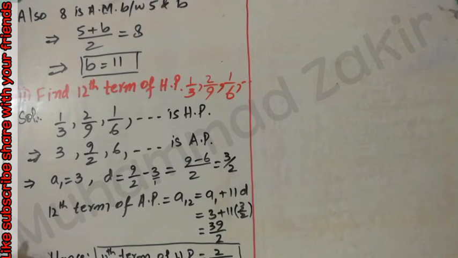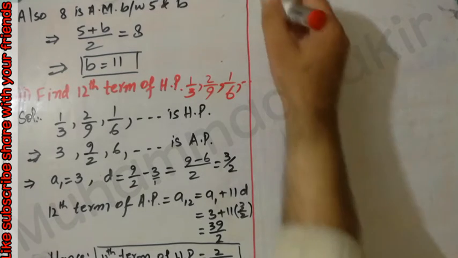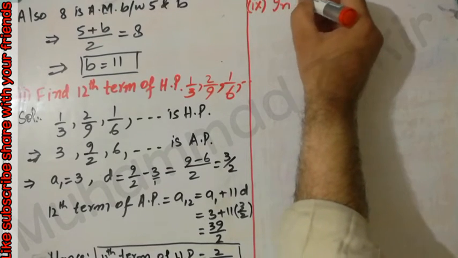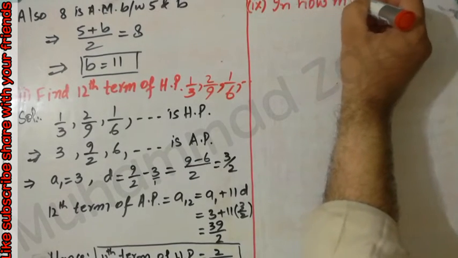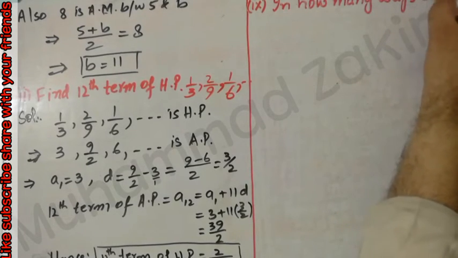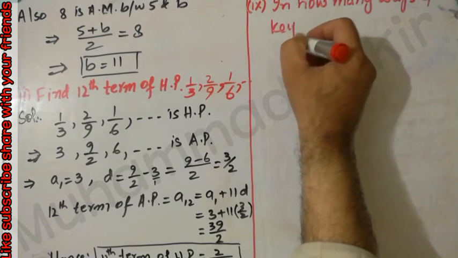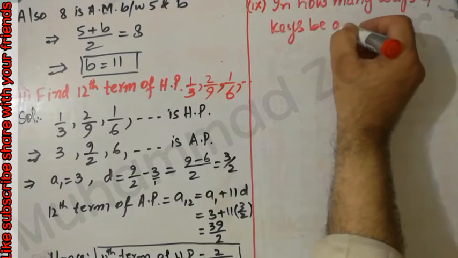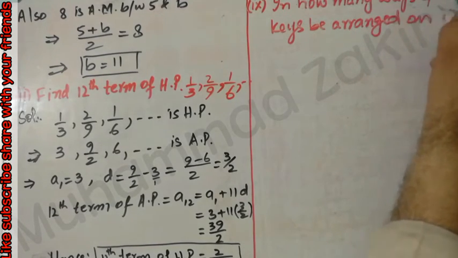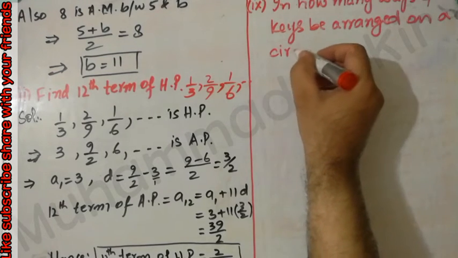Next question is, in how many ways can 4 keys be arranged on a circular ring? Number 9. In how many ways can 4 keys be arranged on a circular ring?